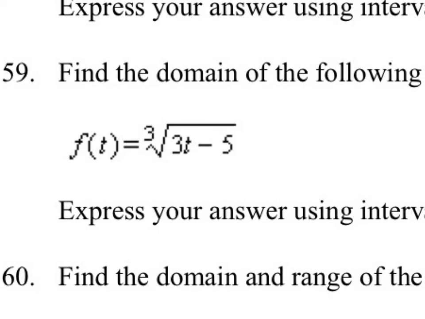All right, now before you guys freak out about this, go through the rules. Is there a variable in the denominator? No. Is there a square root? No, that's not a square root. That's a cube root. Can you take the cube root of a negative number? Yes. What's the cube root of -8? What number times itself 3 times gives you -8? -2. If it's an odd root, guys, it can be negative or positive.